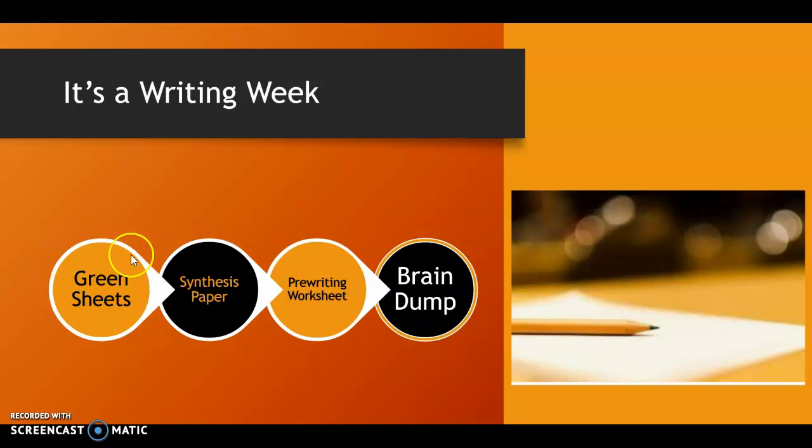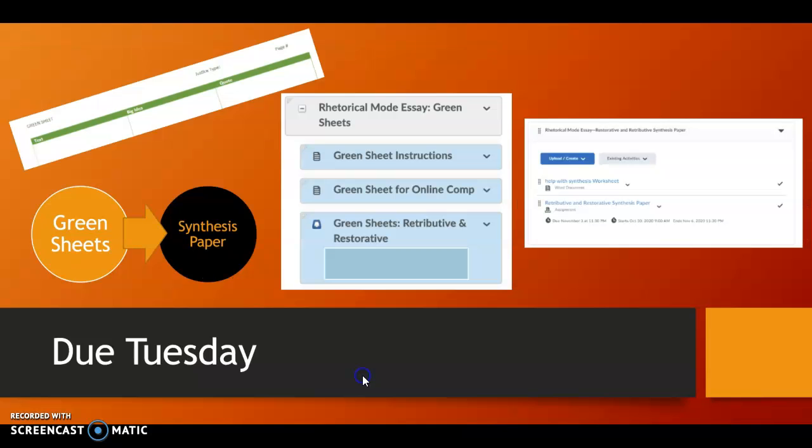First, your green sheets and your synthesis paper for restorative and retributive. You're going to do some pre-writing for your justice paper, and then your brain dump is due on Friday. So, due Tuesday, you need to have your green sheets done. Technically, I've been warning you about these for weeks. They should already be done, so now just submit them, okay? So your green sheets for restorative and retributive justice are due Tuesday, and so is your synthesis paper.